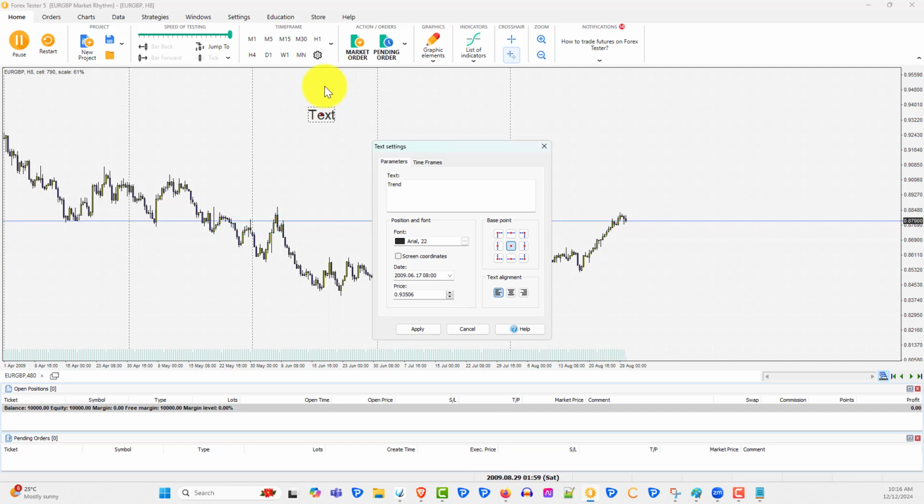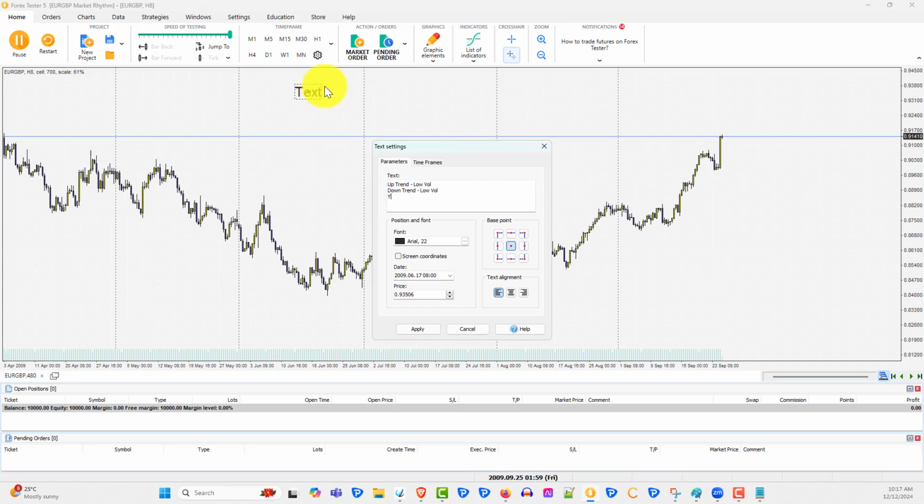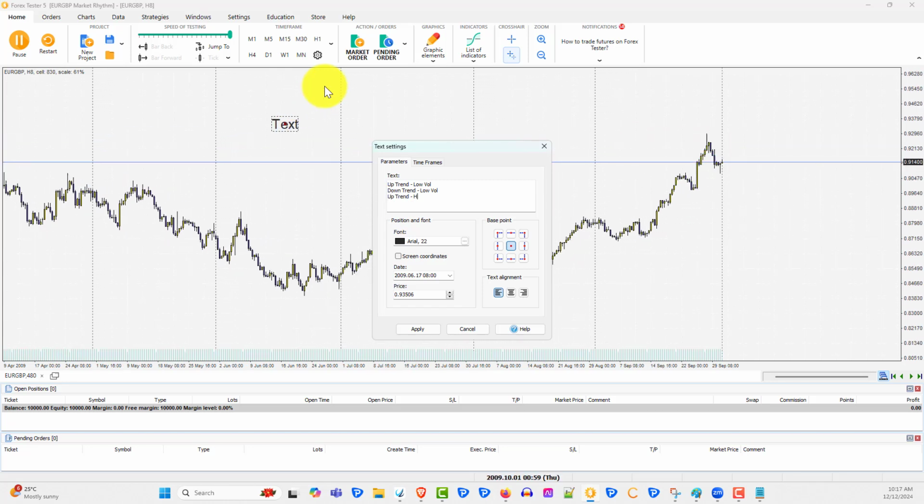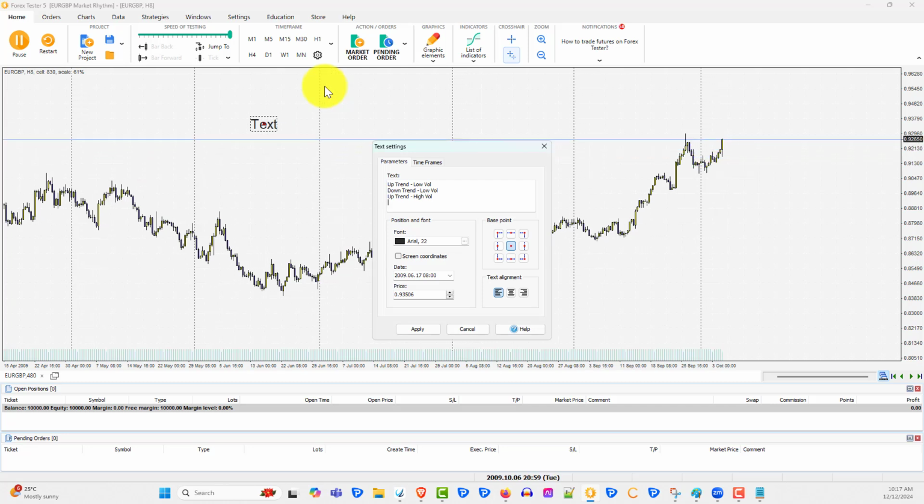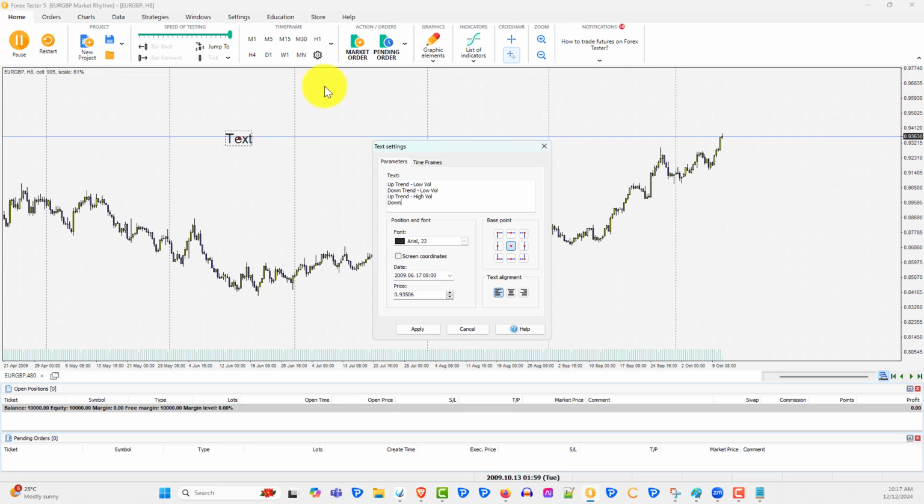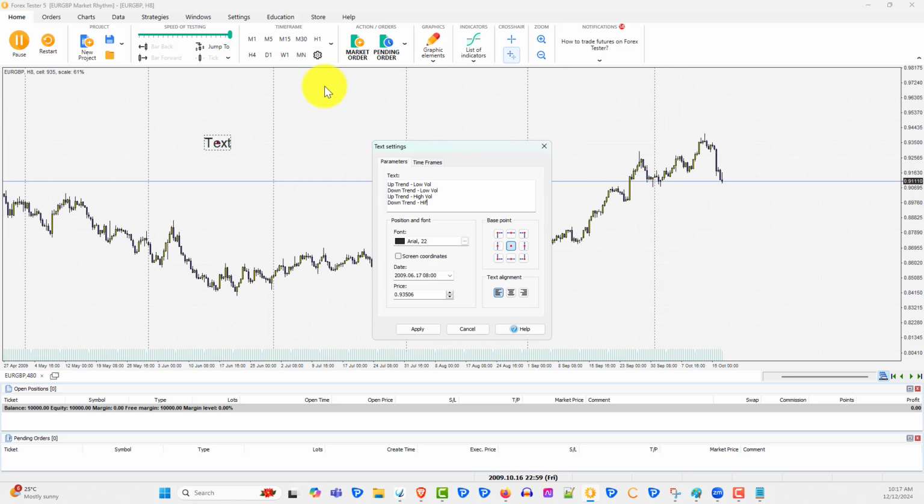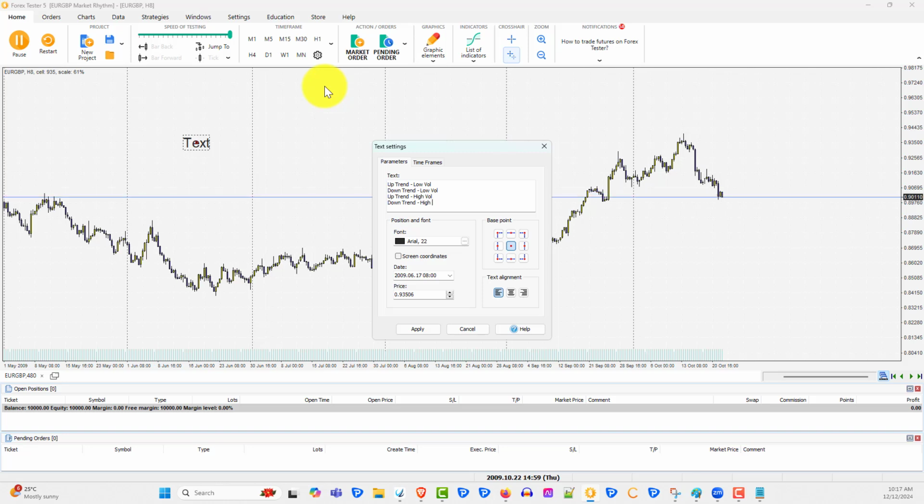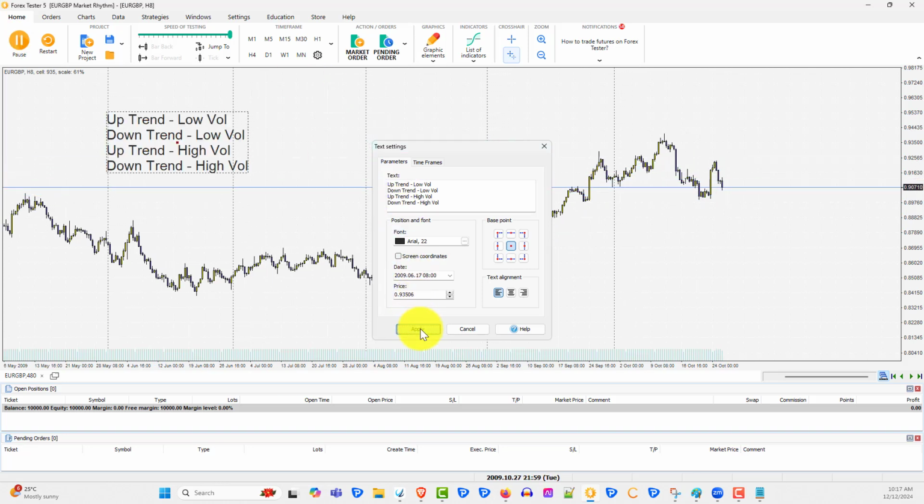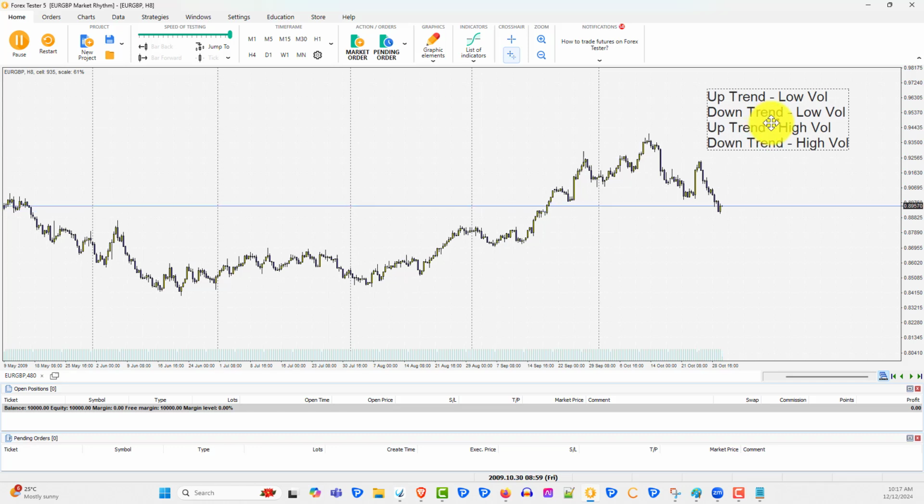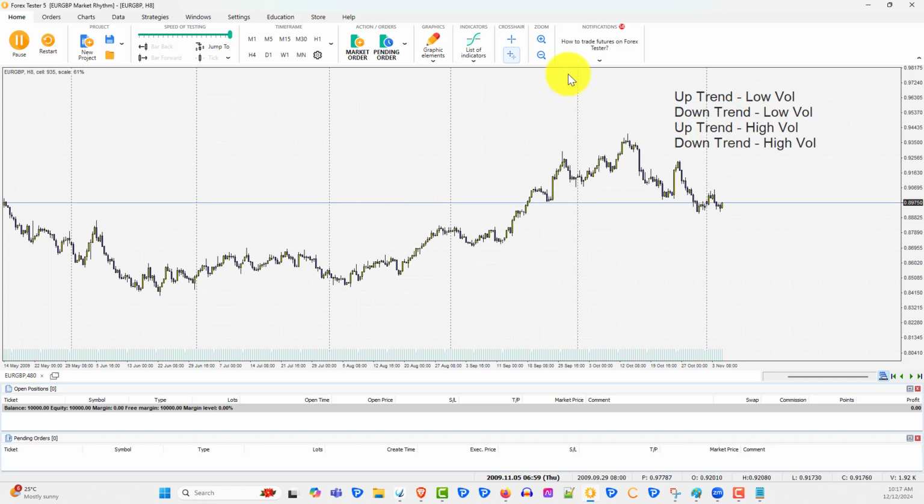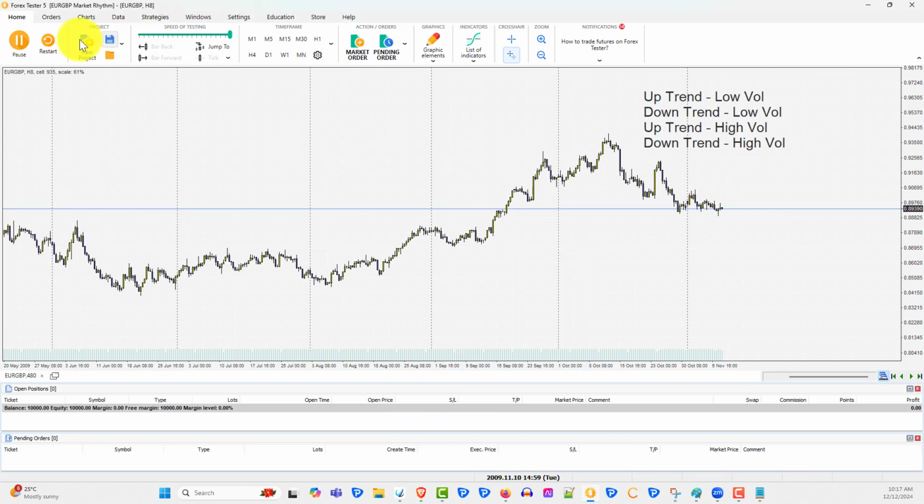So the 6 types of markets are: trending up, so uptrend, low volatility; downtrend, low volatility; uptrend, high volatility; and downtrend, high volatility. Okay, that's it. There's nothing else. So when we're trading or when we're looking at the markets, the first thing we have to identify is what's going on, what is happening.